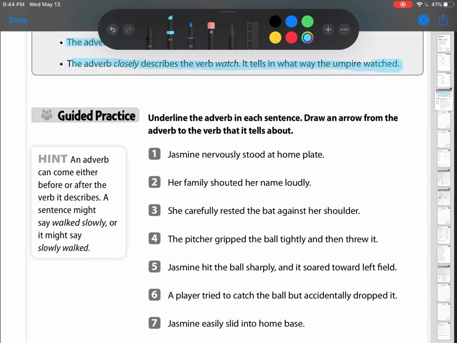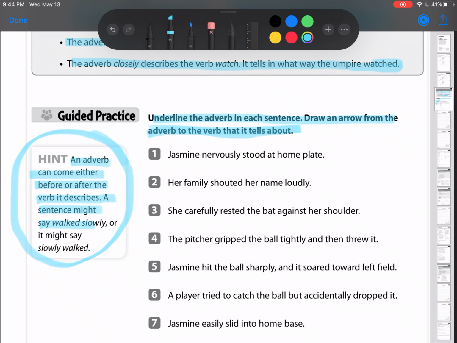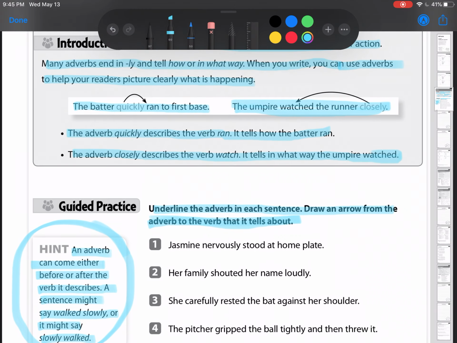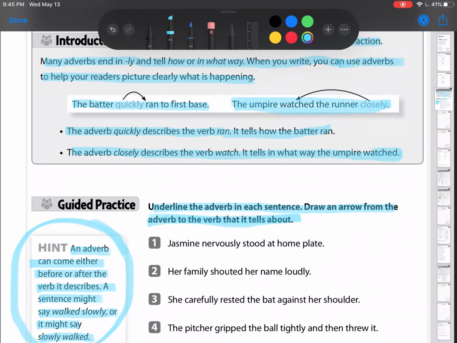Alright, so it says underline the adverb in each sentence. Draw an arrow from the adverb to the verb that it tells about. Let's read our hint. An adverb can come either before or after the verb it describes. A sentence might say walked slowly or might say slowly walked. So, Jasmine nervously stood at home plate. Remember, adverbs end in ly, so here is our adverb.